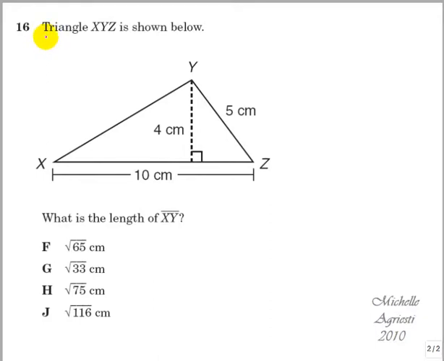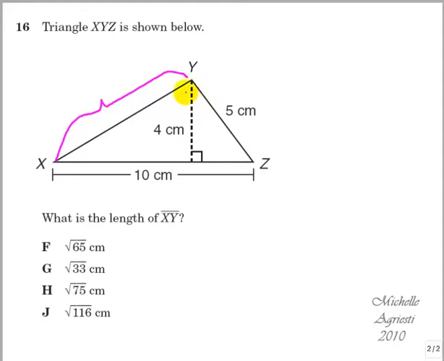Triangle XYZ is shown below. What is the length of segment XY? Here's X, here's Y, so we are looking for this length. Now it appears that this large triangle looks like it is a right triangle.